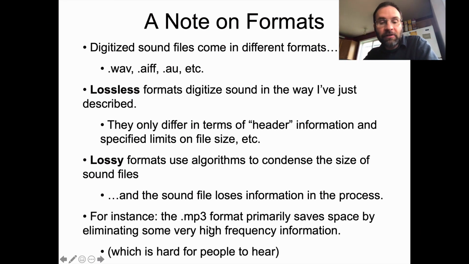So for instance, the MP3 format, which came out in the late 90s, became quite popular quite quickly because it was dealing with an internet that couldn't transfer information as quickly. That saves space by eliminating some very high frequency information. It also messes with the time information a little bit, but it usually does so in a way that's hard for people to hear, so it can get away with it.